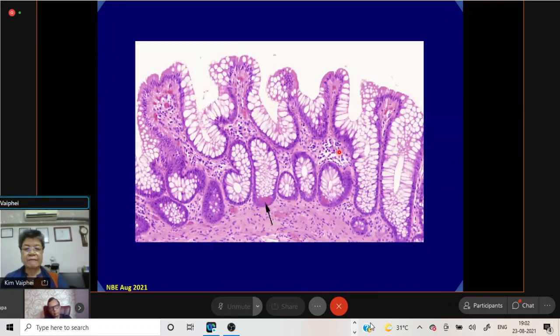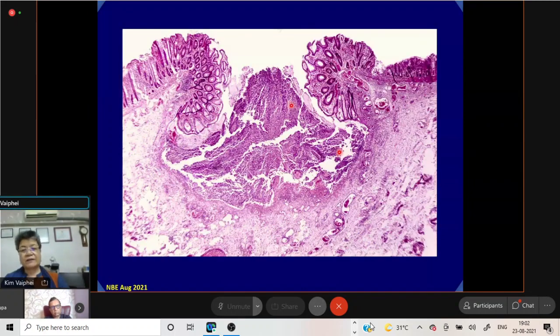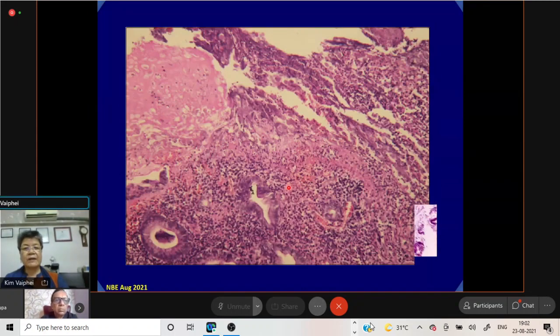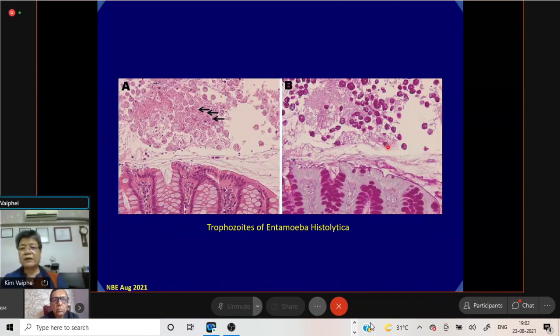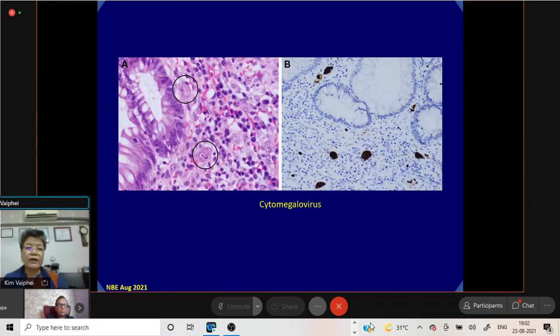Chronic colitis with Paneth cell metaplasia, amoebic colitis, a flask-shaped ulcer. I'll show you the amoeba and PAS. These are the trophozoites of the amoeba, PAS positive. A CMV, this is cytomegalovirus infected cells, which are highlighted in immunostaining. This immunostain has turned out to be positive, but many times we do not know. Immunostain may not be positive, even though you have very classic cytomegalovirus changes. Okay.